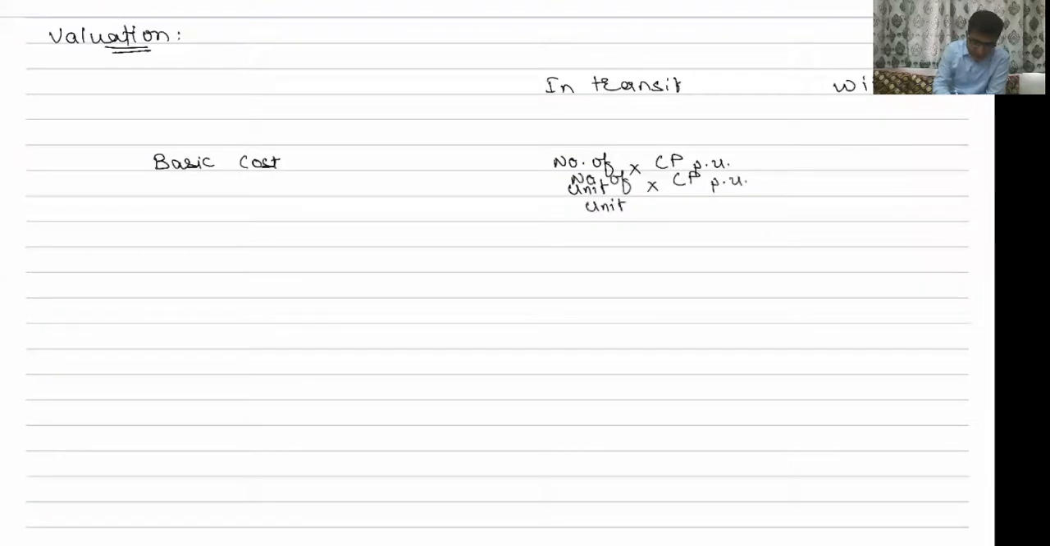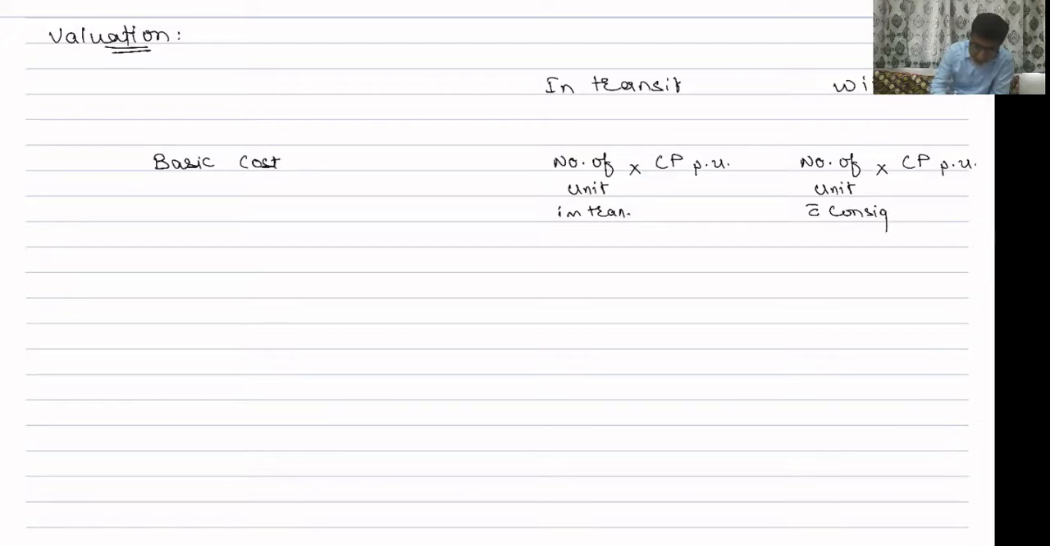So, first of all, you'll be having basic cost. That is number of units, if we are calculating on unit basis, I'll come to the value basis also, into cost price per unit. Similarly, for the goods which are with consignee, the calculation of basic cost will remain the same. That is number of units with consignee into cost price per unit. This is in transit. This is with consignee. All right. That will be the basic price.